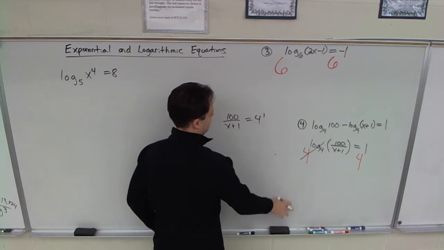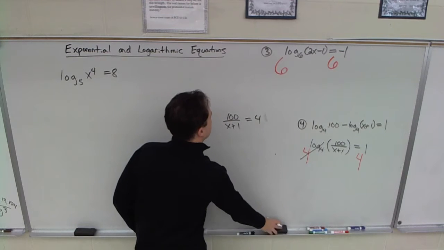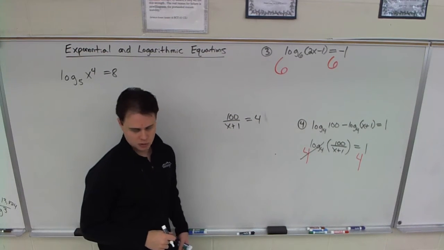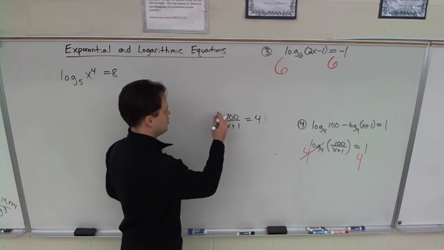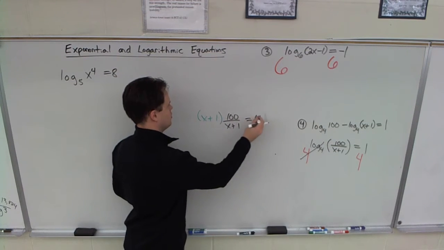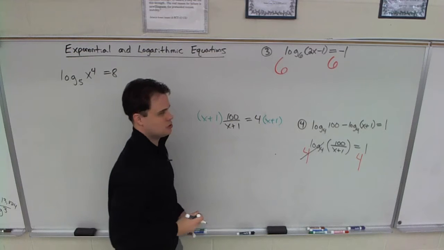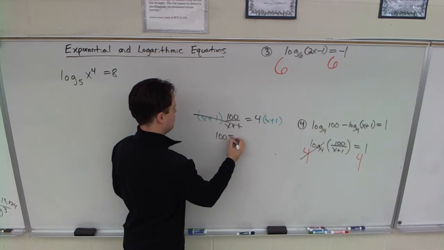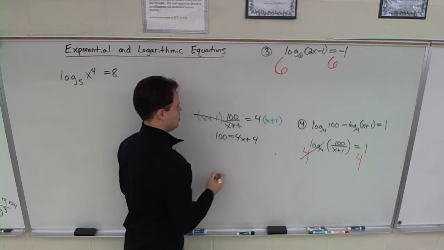Four to the 1, 4 to the 1's just 4. We need x, there's x's on the bottom. I think you guys should remember if there's x's on the bottom, get rid of them by multiplying them up to the top. I'm going to just distribute.